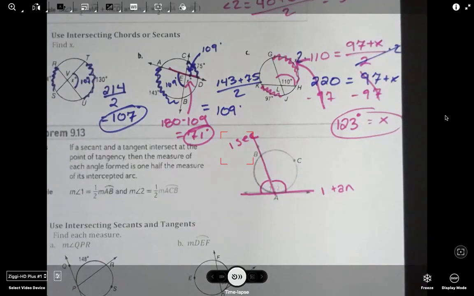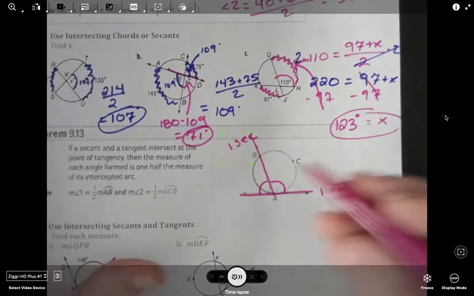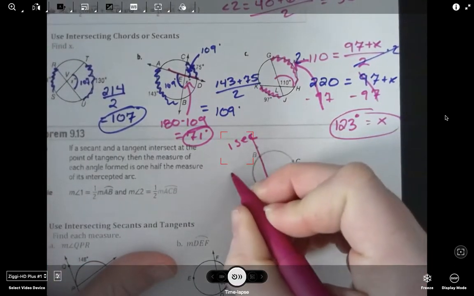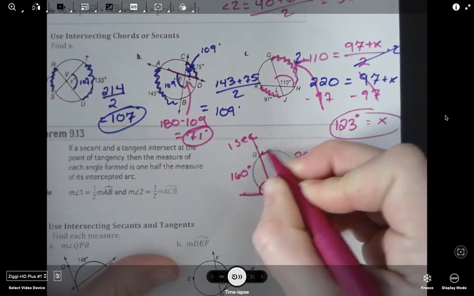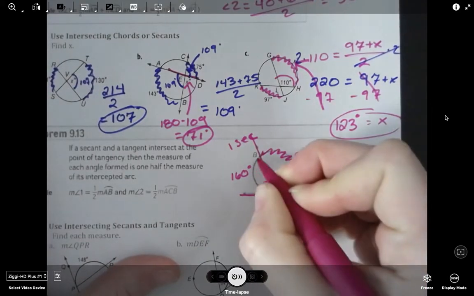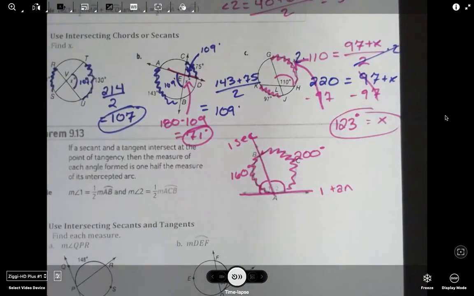Okay, so here's how this works. Let's say that this is 160 degrees over here and this is 200 degrees over here. These arcs, 160 here and 200 degrees there. Now they all have to add to 360 because that's what a full circle is. But this arc right here is 200 degrees and this is 160 degrees. Let's pretend that. Now, angle 1 and angle 2.